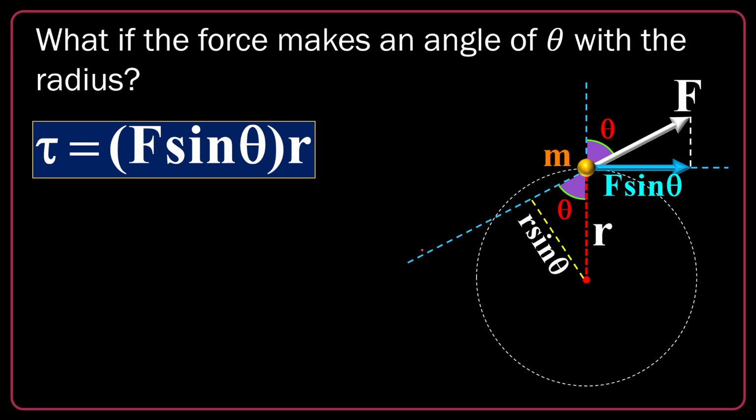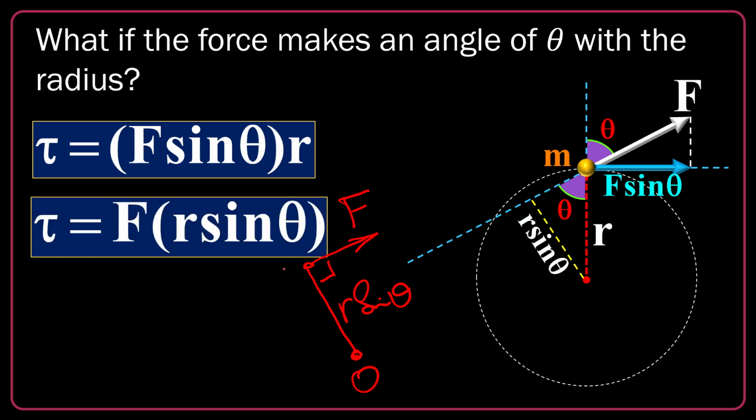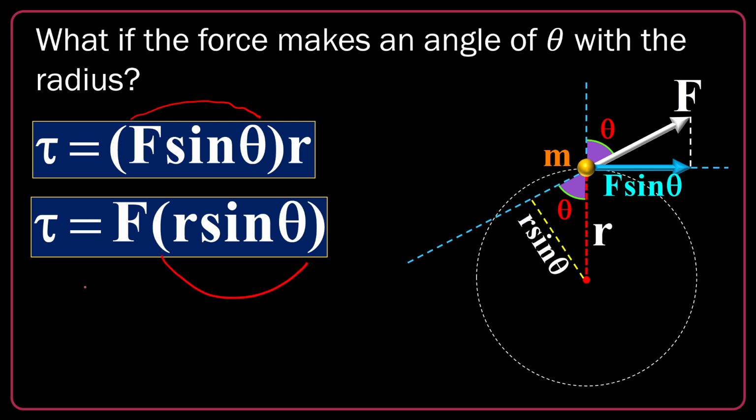So I can consider that like this. I have a center like O, a distance like R sine of theta, and a force like F normal to that. Now, based on our fundamental definition, I can write it also like F times R sine of theta. So here you can opt for effective force times distance or effective distance times force.